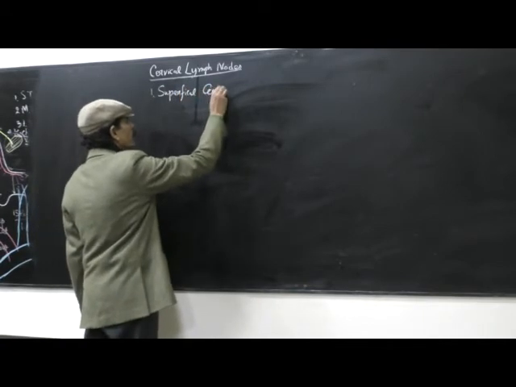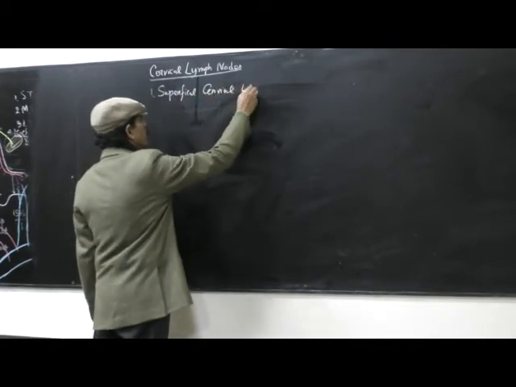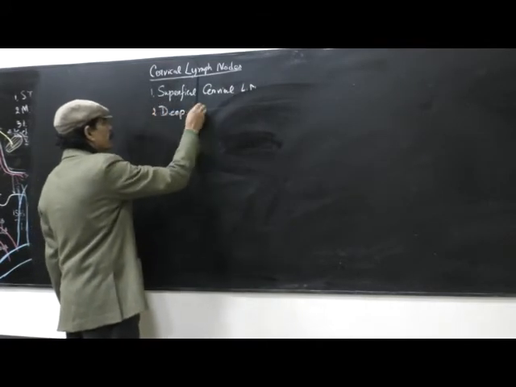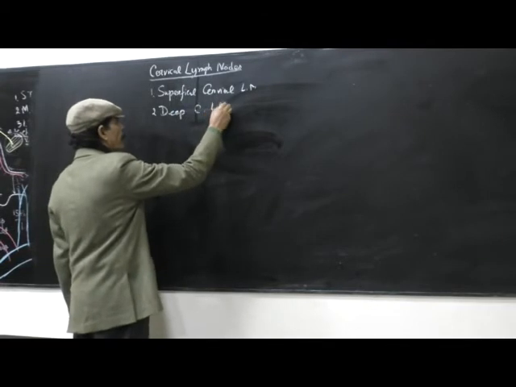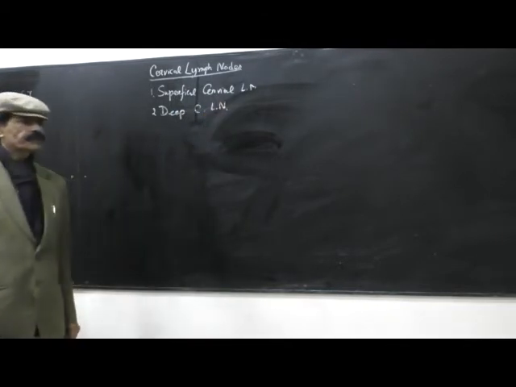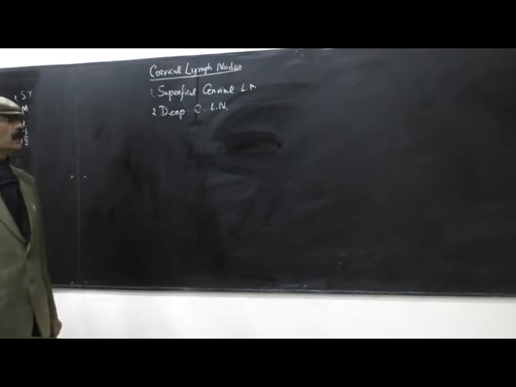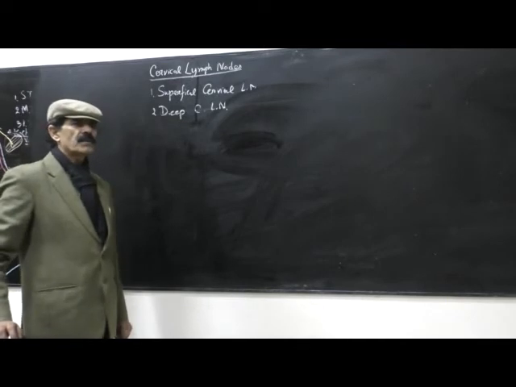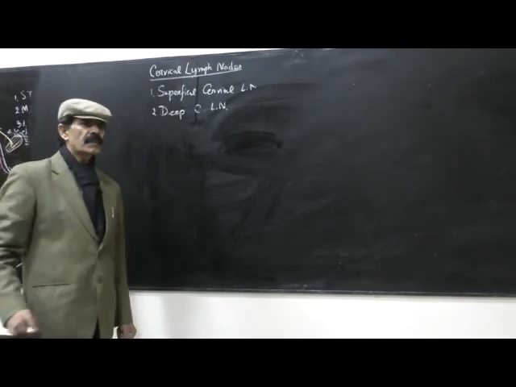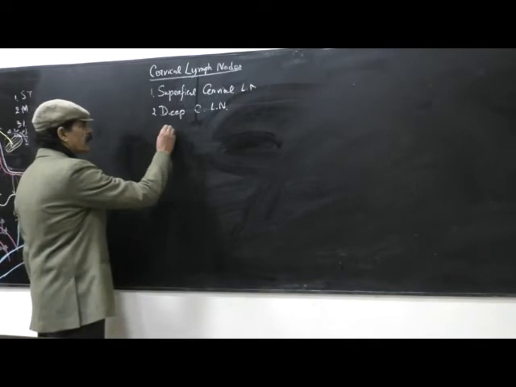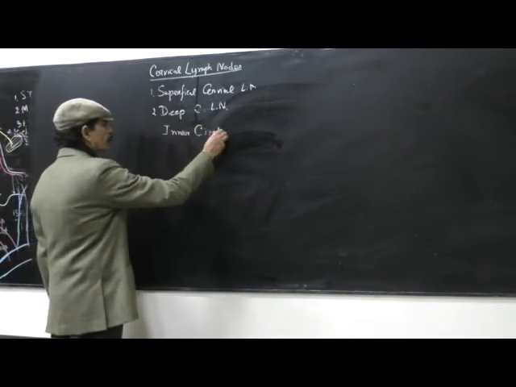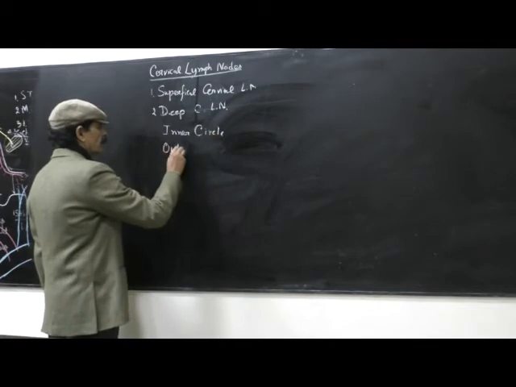superficial cervical lymph nodes, and the other is the deep cervical lymph nodes. The superficial cervical lymph nodes and the deep cervical lymph nodes form two circles actually. One is called the inner circle and one is the outer circle.